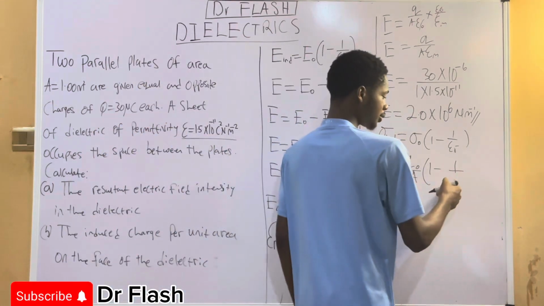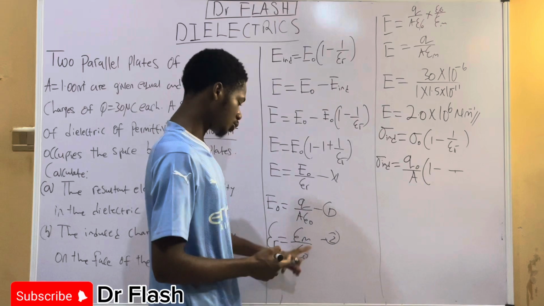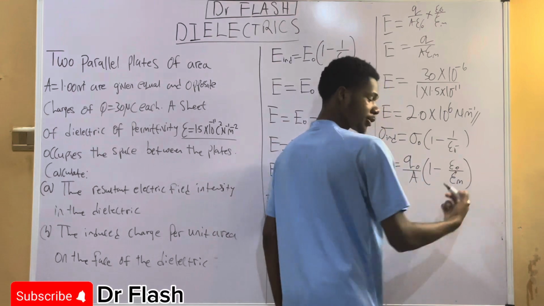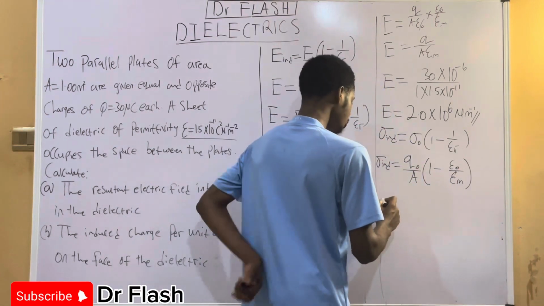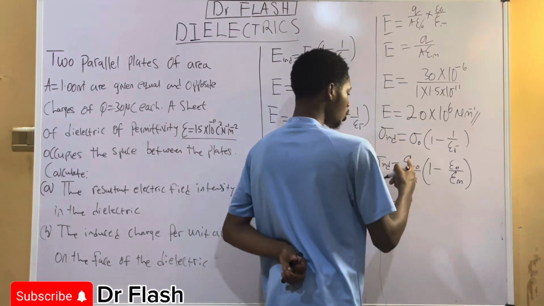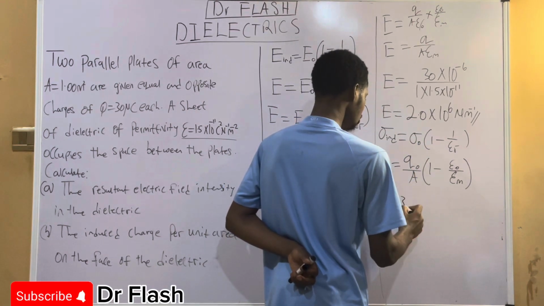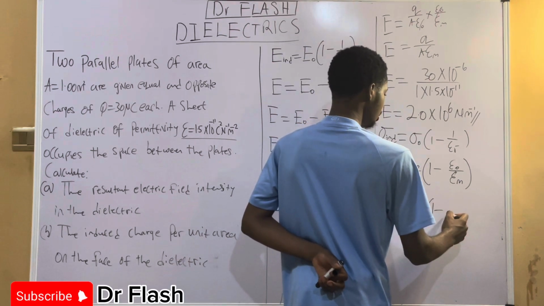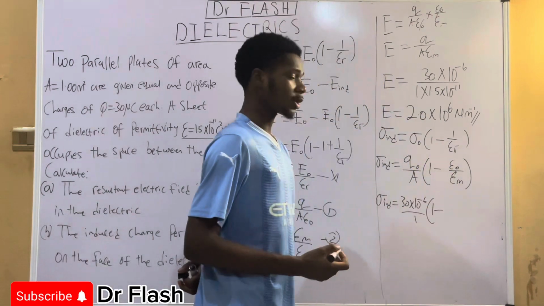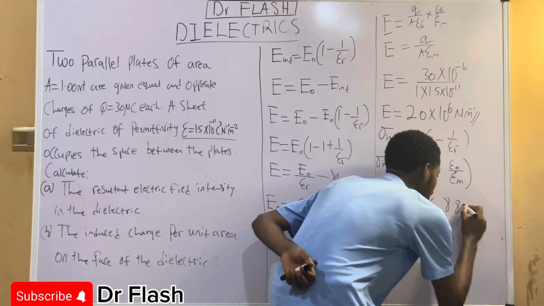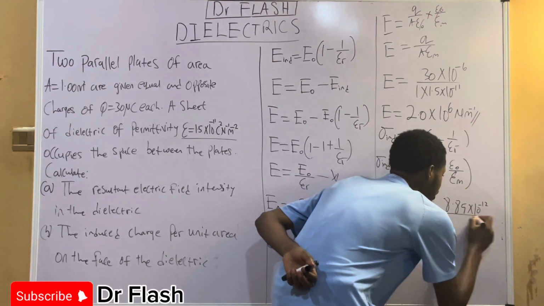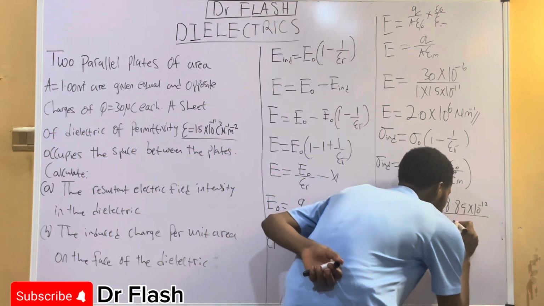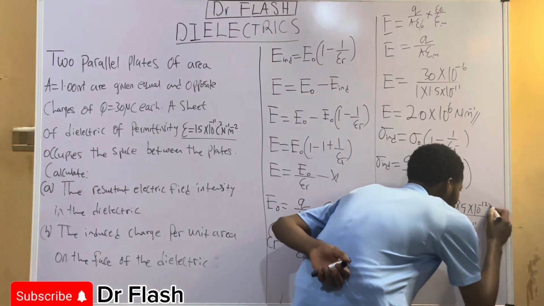So if I put epsilon m over epsilon naught here, epsilon naught is going to go up and epsilon m comes down. So I'm going to have epsilon naught divided by epsilon m. You should know what this means. Now, the induced charge density is then going to equal, Q was given as 30 times 10 to the power of minus 6, because it was given in micro. And area is 1, in brackets we have 1 minus the permittivity of free space, which is a constant having a value of 8.85 times 10 to the power of minus 12, divided by the permittivity of the medium, which was given as 1.5 times 10 to the power of minus 11.